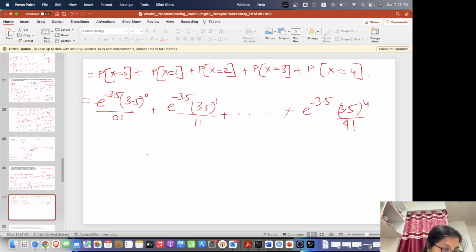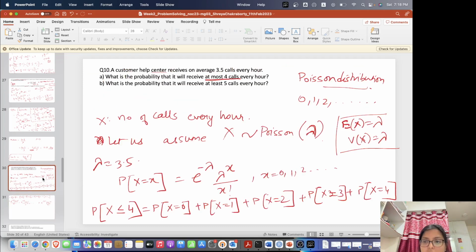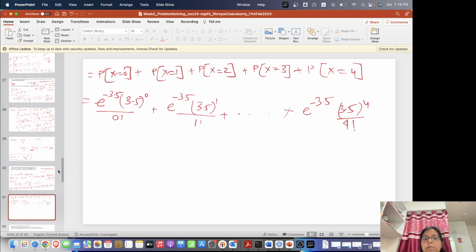Yes, we use Poisson here because lambda, the expectation of x, is equal to the mean. That means the mean is the same. That's why. Exactly. Thank you, ma'am. The mean remains the same.